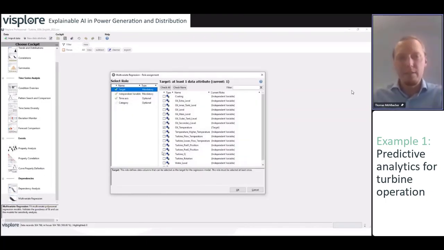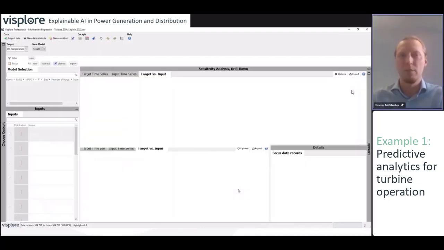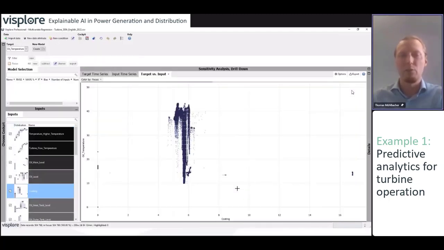Now we have to tell the system what the target variable is. In this case, the oil temperature, and the rest are all independent variables. And with this, we can start right away.